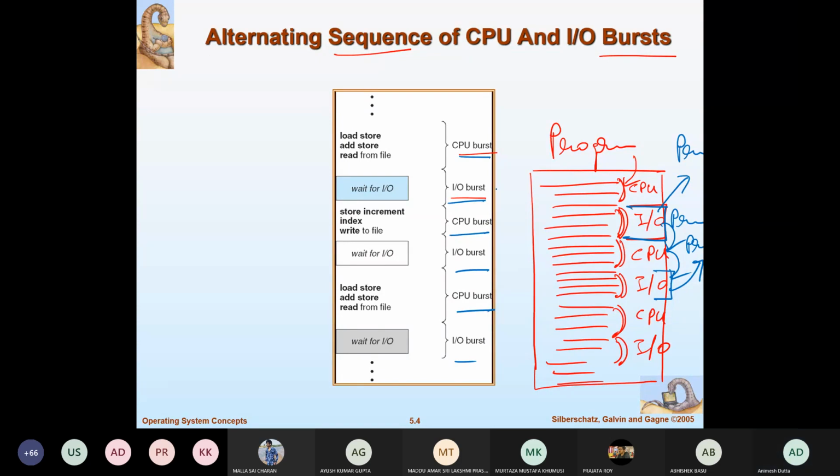So when it is a CPU burst, it will look for some kind of IO operations. That means input output. Maybe it is looking for some input from the keyboard. Maybe it is looking for some input from the mouse. Maybe it wants to give some kind of output to the monitor. Or it needs some kind of printer. Or it may be writing some output values to the file. Or it may be taking some input from an existing file.